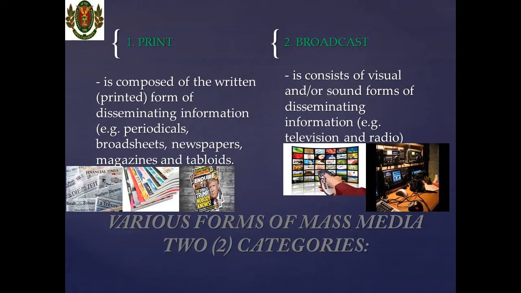There are 2 forms of mass media. The first form is print. Print refers to written or printed forms of disseminating information, like periodicals, broadsheets, newspapers, magazines, and tabloids. This will help in passing the information to the community. The second form of mass media is broadcast. Broadcast consists of visual and or sound forms of disseminating information, such as television and radio. Both television and radio are available to the community. These two forms of mass media can be classified as the bridge to pass the information to the community.